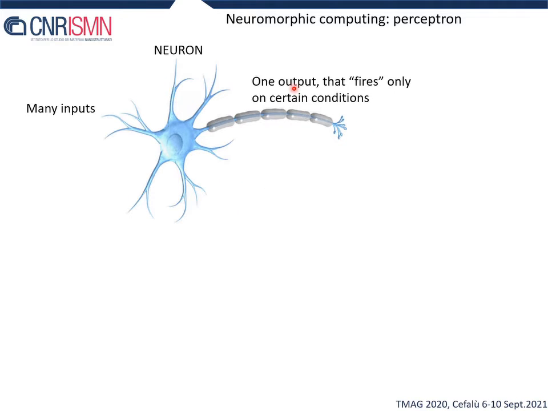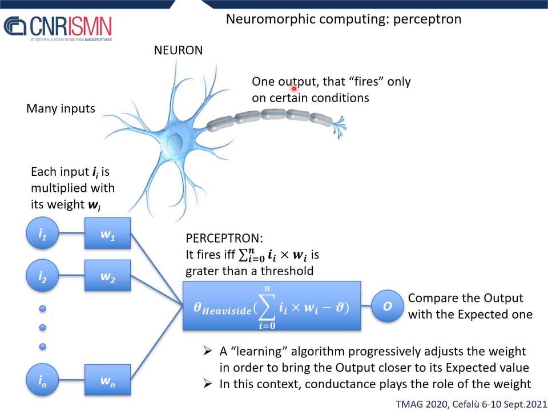The output is provided, that is, the neuron fires, when the strength of the input exceeds a threshold. A crucial aspect of this process is that inputs are not equally important, with some having more weight than others. This weight is encoded in the synapse. Each input is multiplied by the corresponding synaptic weight, which in our case corresponds to the conductance of the device.